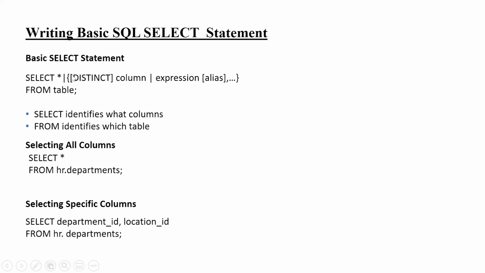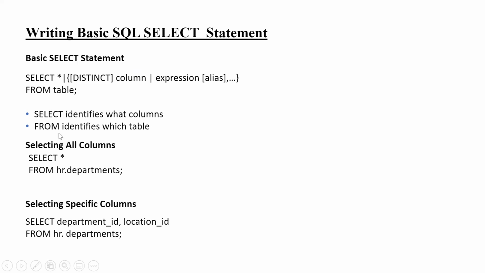Distinct, you see this thing is in a square bracket. So it's a rule: anywhere you see a keyword which is written in a square bracket, it means that keyword is optional. So distinct is optional. We will see later what distinct means. If you write distinct, that comes before the column or the expression.